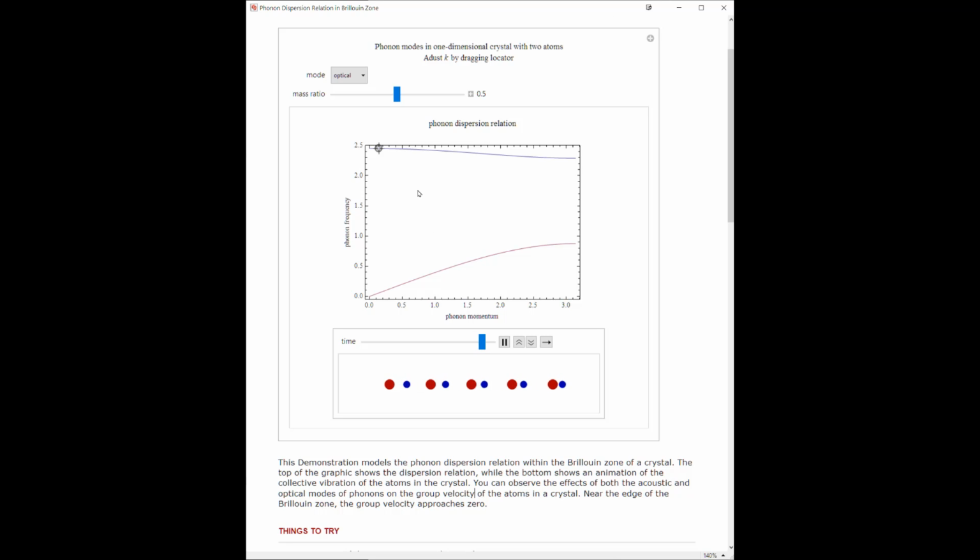So this is the phonon. This figure is called the phonon dispersion, and it's omega versus k, and so that's what this figure is.